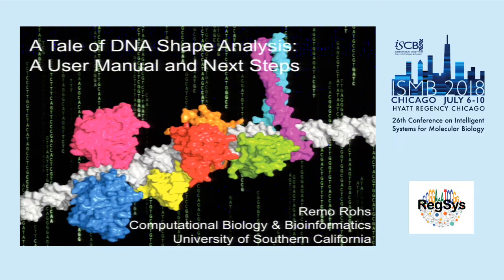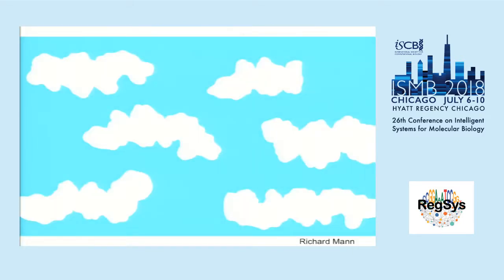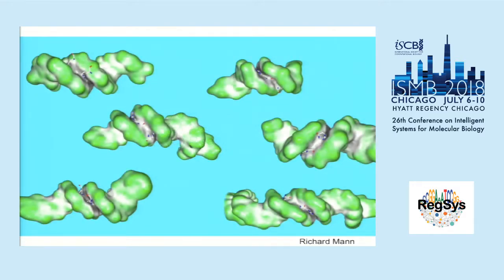But I thought I'd start with a quiz. And this quiz was put together by one of my longtime collaborators, Richard Mann. And the question is, what do we see here? It could be, my children would say clouds, abstract art, and I like most roadkill. But the truth is that these different shapes that you see here are shapes of transcription factor binding sites.